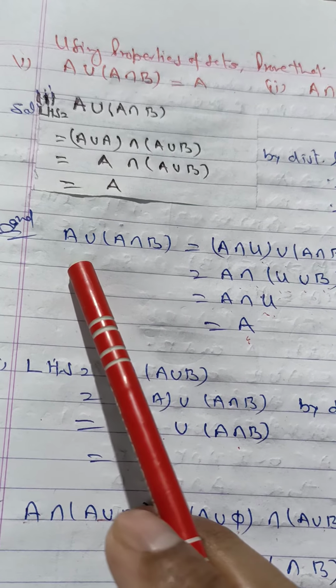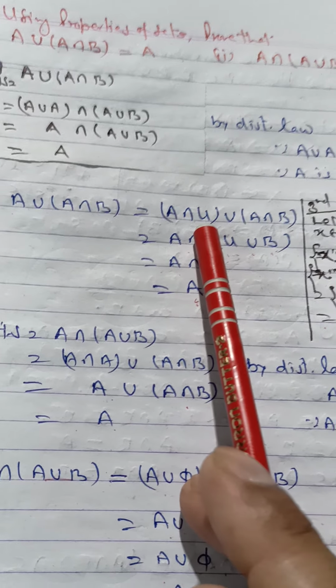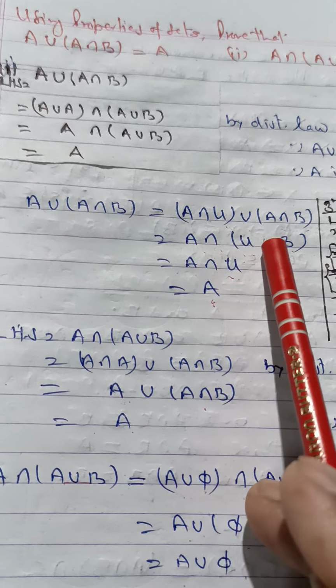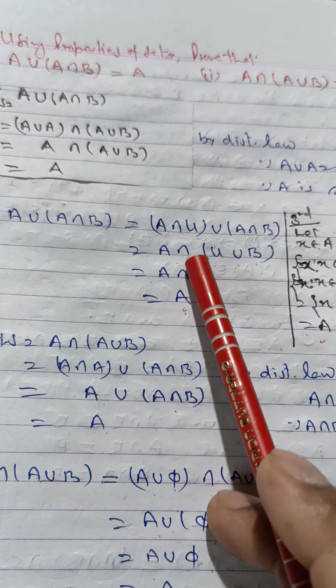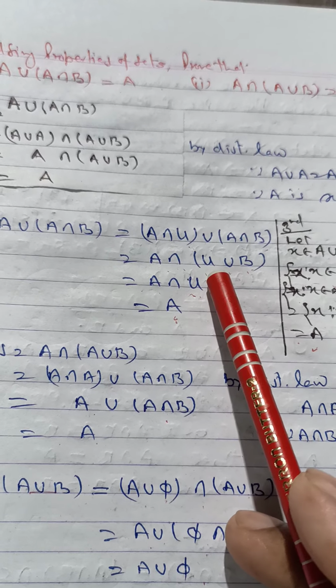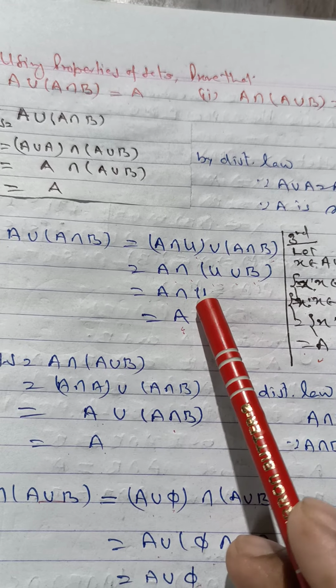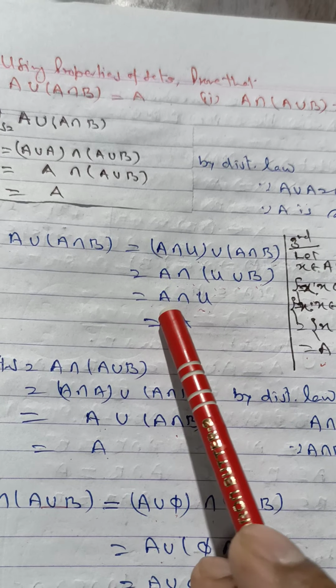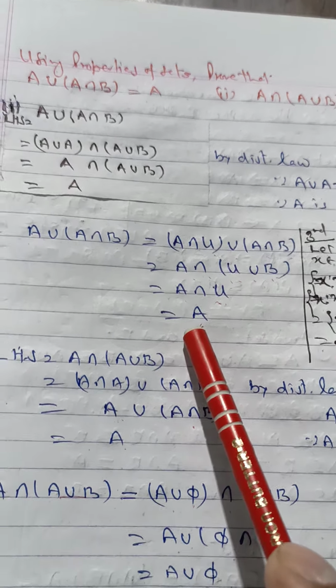Second way, in the place of A you can write (A intersection universal set) union (A intersection B). Now by distributive law we can write A intersection (universal set union B). Universal set union B is equal to universal set, therefore A intersection universal set is equal to A.